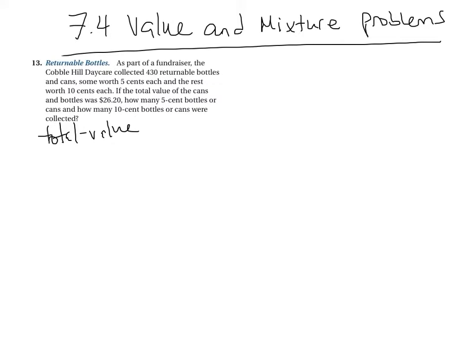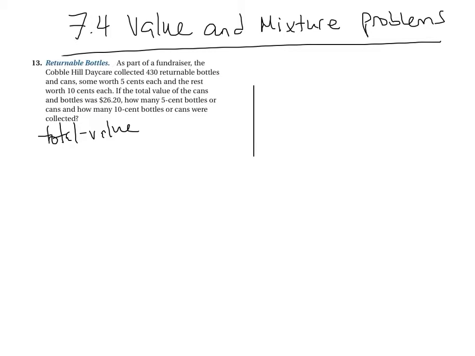It says as part of a fundraiser, the Cobble Hill Daycare collected 430 returnable bottles and cans, some worth 5 cents each and the rest worth 10 cents each. If the total value of the cans and bottles was $26.20, how many 5-cent bottles or cans and how many 10-cent bottles or cans were collected?